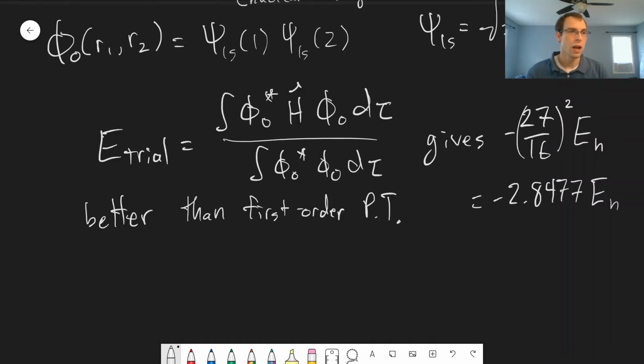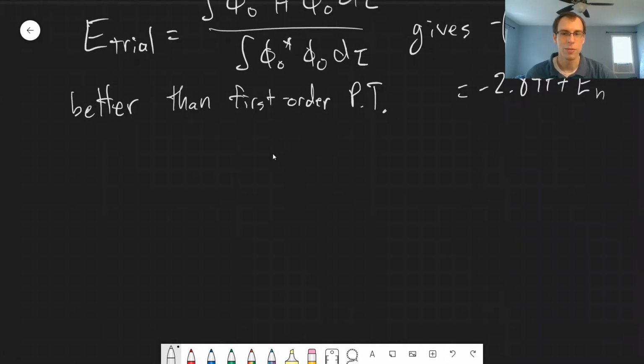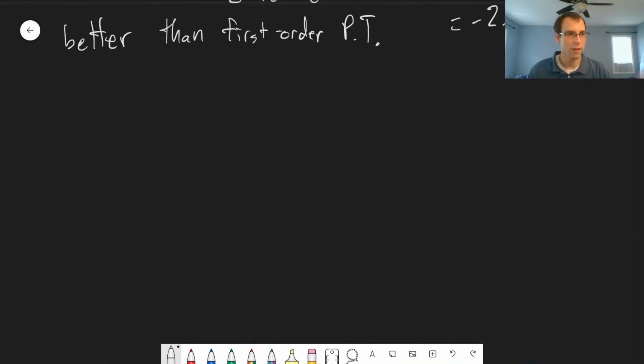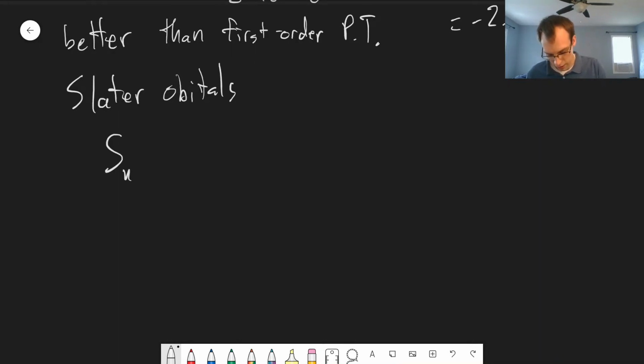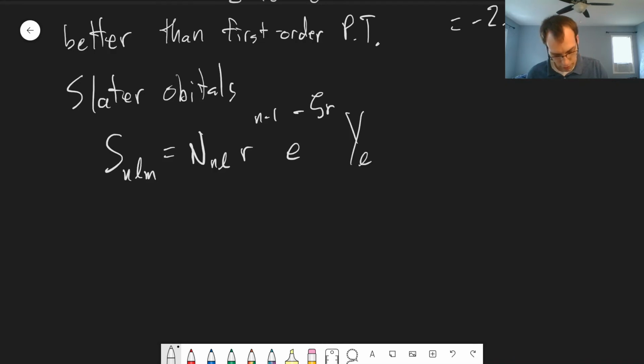And so one set of wave functions that was derived to give us a better sort of trial function is what's known as the Slater orbitals. And these are based on the hydrogen orbitals, but give us a few more variational parameters. So they're written as S, and they have 3, I'll say quantum numbers in quotes because not all of them are strictly quantum numbers. So we have some normalization constant that's based on n and l. We have r to the n minus 1, e to the minus zeta r, and then we have the spherical harmonics still.